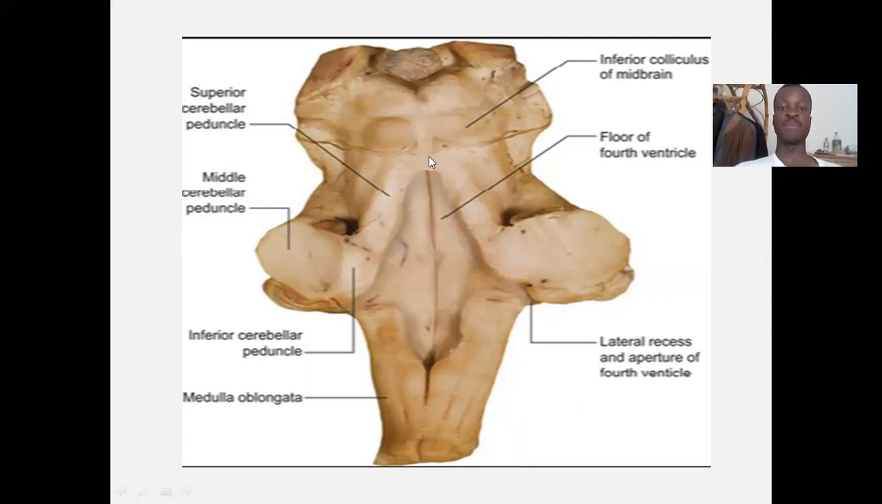This is the superior medullary velum in this region, right? This is your superior cerebellar peduncle. This is the middle cerebellar peduncle. Then this is the inferior one attached to the medulla, of course, which is this, your medulla oblongata, right?